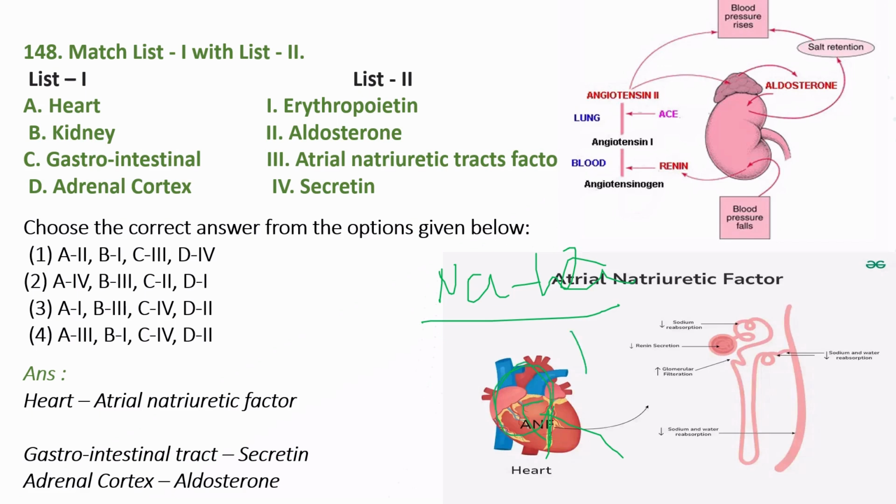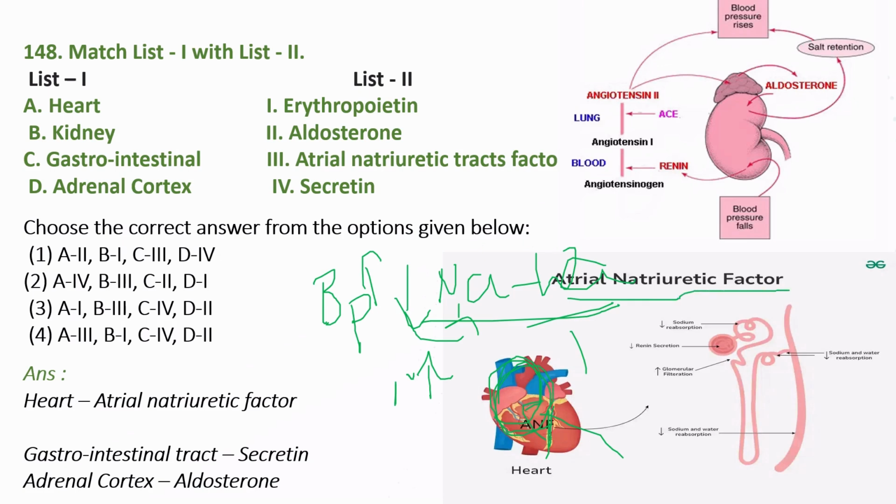Why? Because normally when we go for a BP checkup, if you have high BP, what do the doctors say? Eat less salt. Right, we know that salt contains sodium chloride. So if the sodium content is high, blood pressure will be high. So for maintaining that sodium and water content in the heart itself, this atrial natriuretic factor will function.